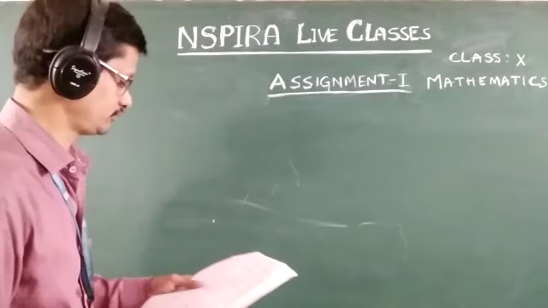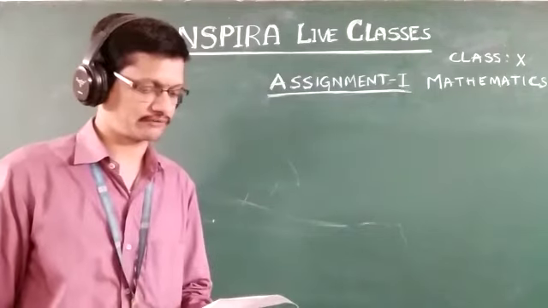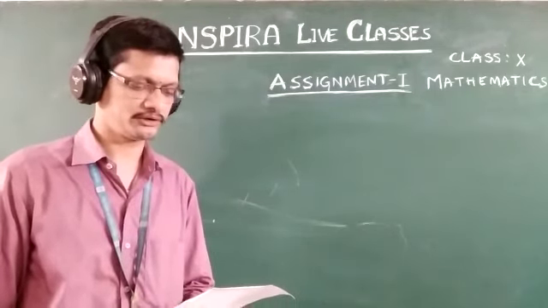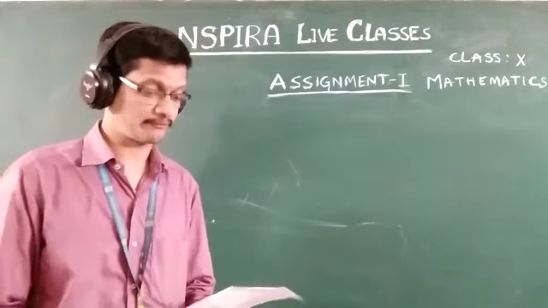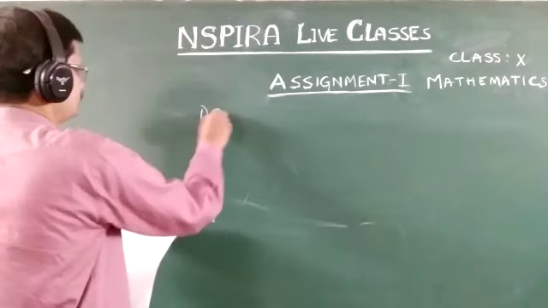See the first question. Define Euclid's division lemma and find the HCF of 1651 and 2032 using Euclid division lemma. You have to remember the statement completely. What is Euclid division lemma?